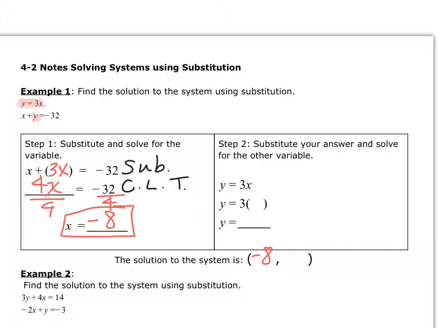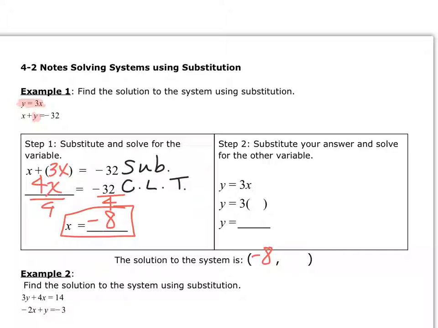So step 2, to find the other variable, I'm going to substitute my answer and solve for the other variable. So I can plug negative 8 in for x in either one of the original equations. I chose y equals 3x. Why would I choose y equals 3x? Because it's given, and what's the missing variable that I want to solve for? Y. And this one says y equals, right?